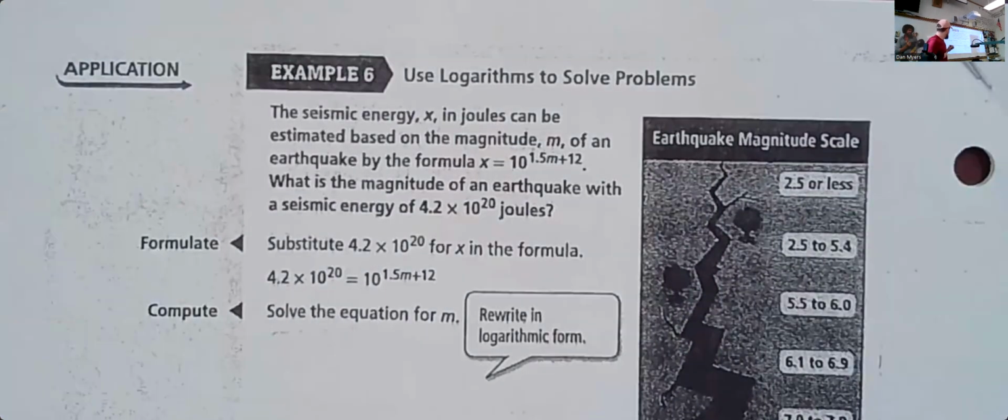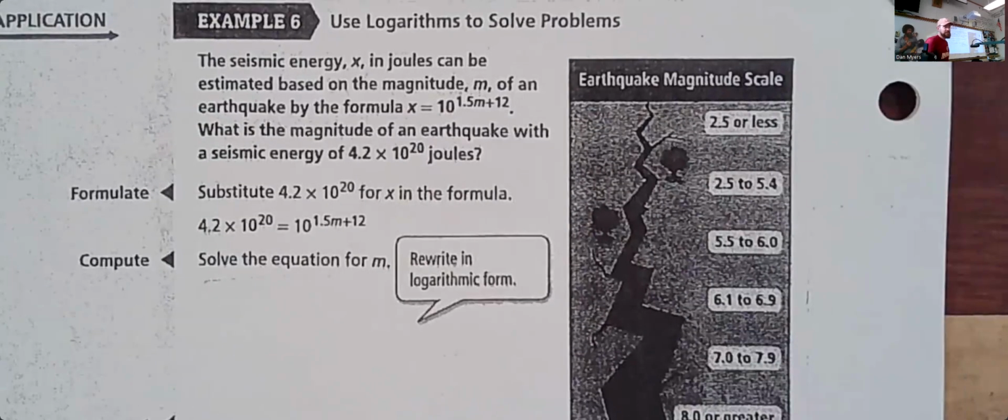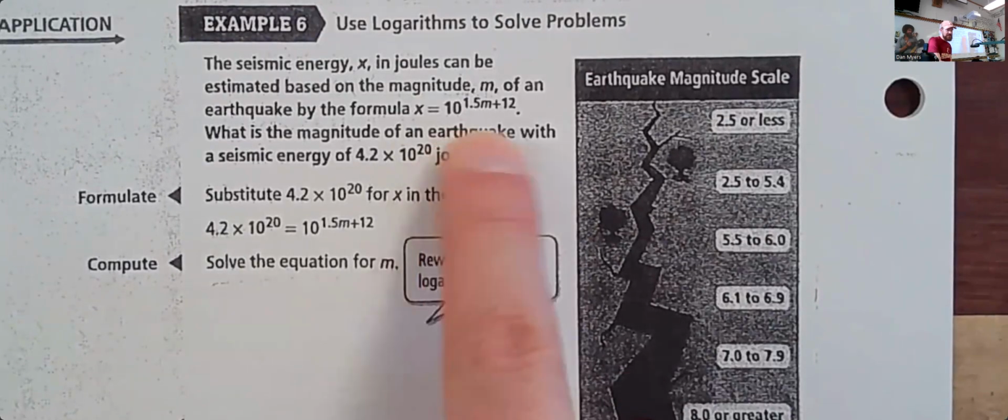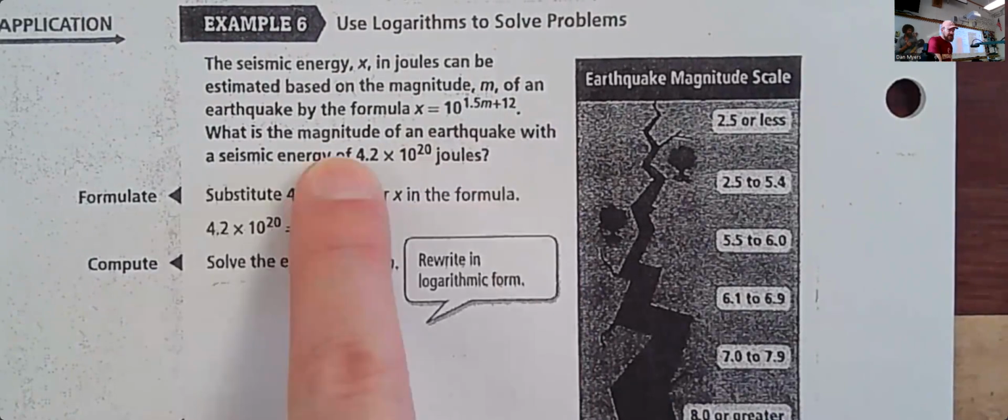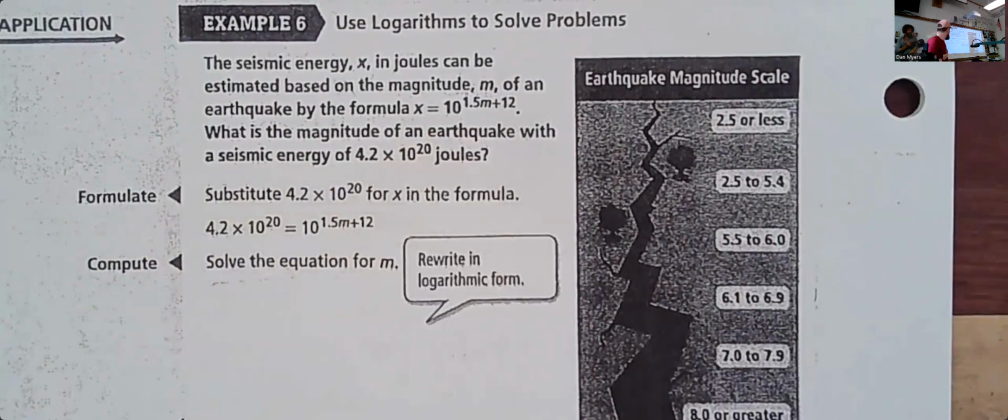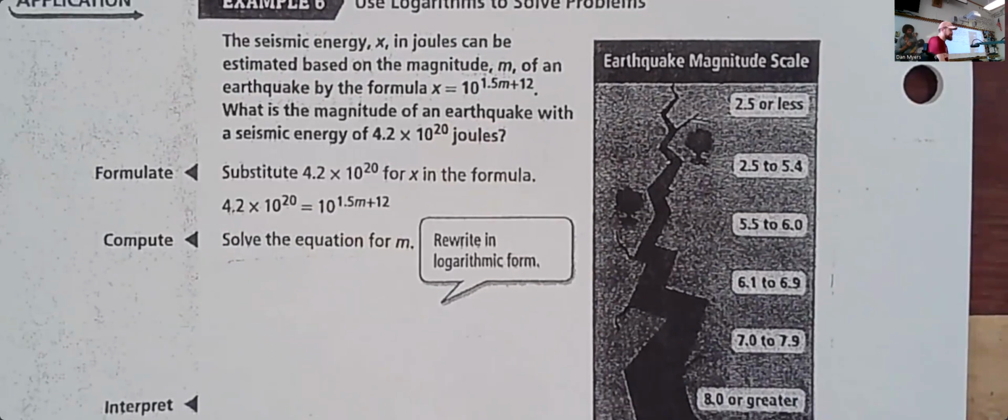Okay. This one uses the metric system. So, using logarithms to solve problems. The seismic energy X in joules, which is a measurement of energy, can be estimated based on the magnitude M of an earthquake by the formula X equals 10 to the 1.5M plus 12. What is the magnitude of an earthquake with seismic energy of 4.2 times 10 to the 20th joules? So, seismic energy is X. In this case, here's our equation.